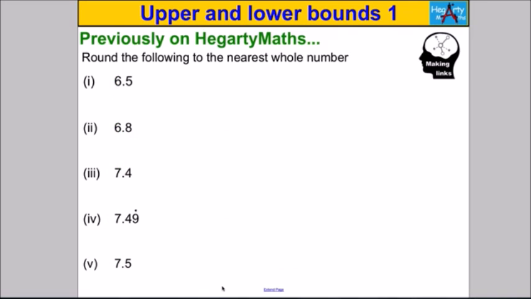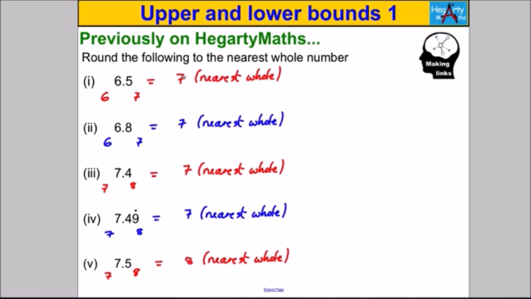Right, have a go at another set. Round the following to the nearest whole number. Pause and have a go. And here are the answers. The first one rounded to 7, so did the second, so did the third, so did the fourth, and the fifth actually rounded to 8 because it was 7.5.